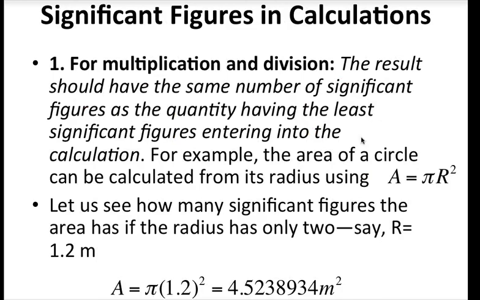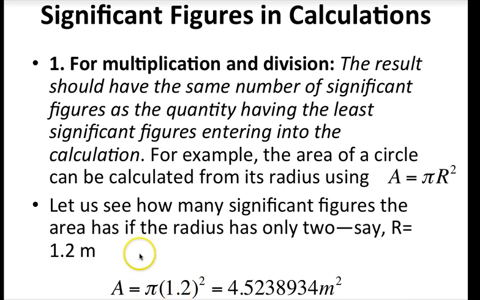Then when we have to do some manipulation of the data, some calculation, we have to look at a few things. Number one, significant figures in calculation. For multiplication and division, the result should have the same number of significant figures as the quantity having the least significant figures. So if I measure the radius with 2 digits, then the area should have only 2 digits.